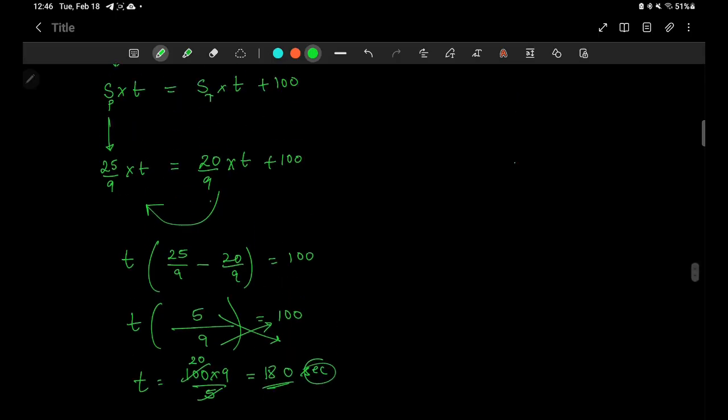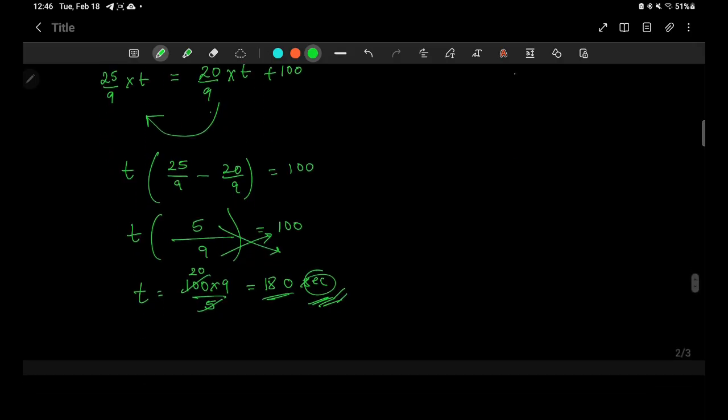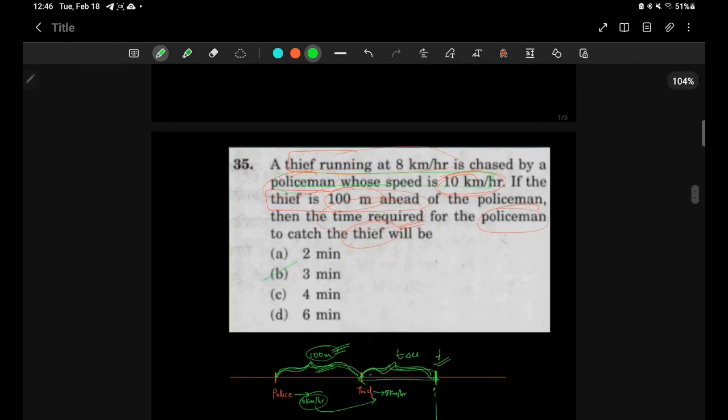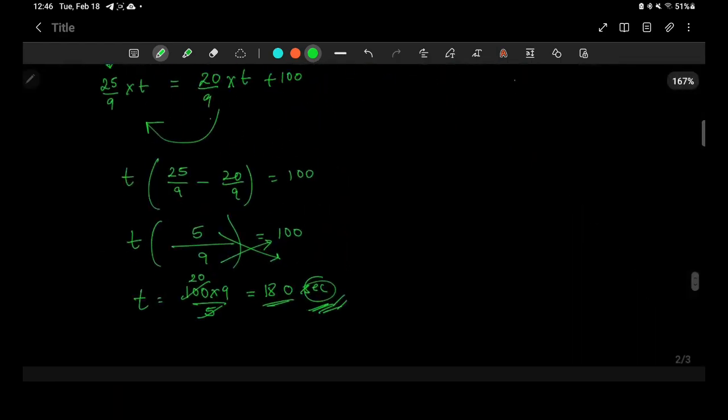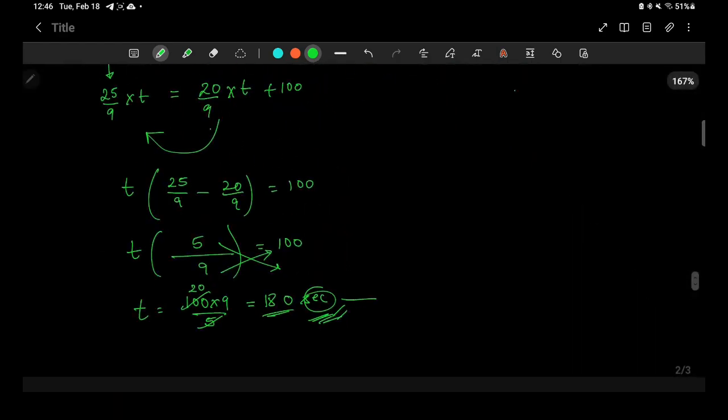Because we converted into meter per second, so you will get the unit in seconds only. If you had converted into meter per minute, you will get minutes here. Now since we got seconds, and the options here are in minutes, we have to convert this into minutes. So how do we convert this? Divide by 60. 180 by 60 is how much? 3 minutes. 6 ones are 6, 6 3s are 18.